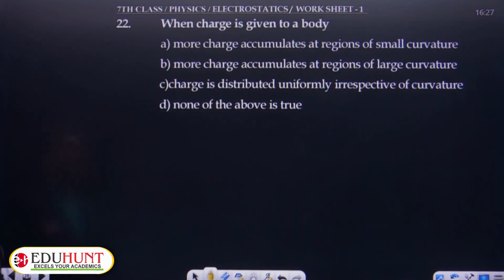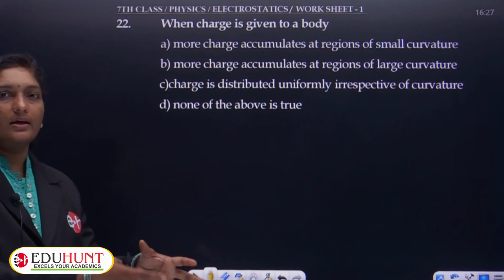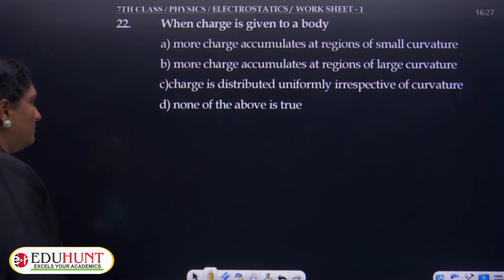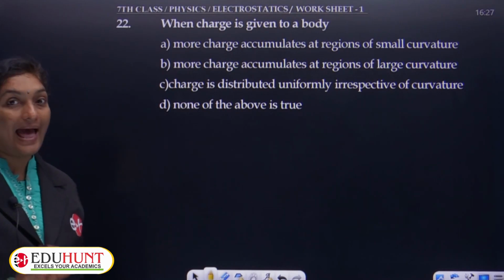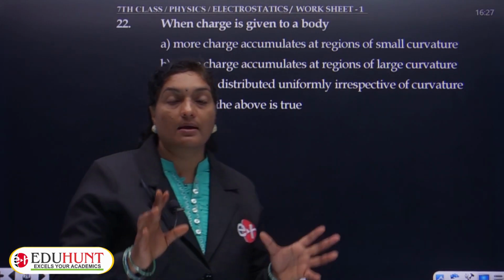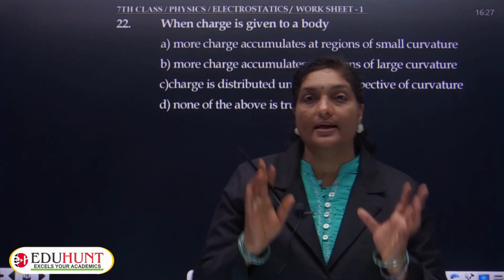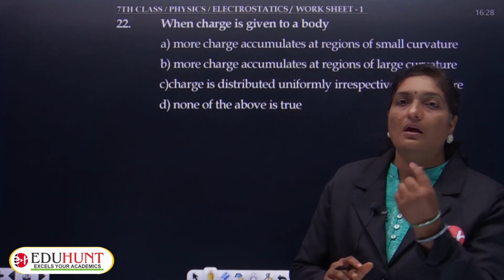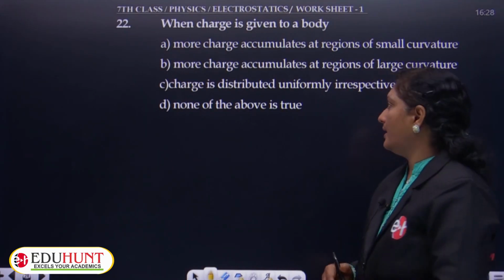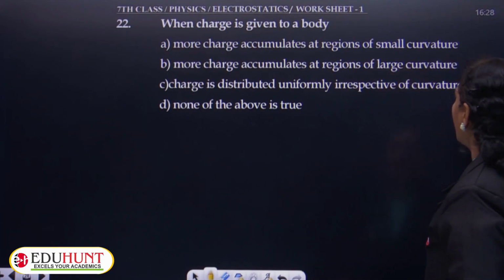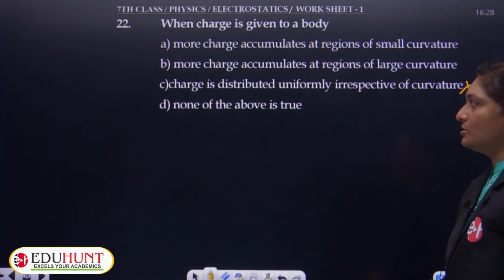So now moving to the next question, 22nd: when charge is given to a body, more charge accumulates at regions of small curvature, or more charges accumulate at regions of large curvature, which is true? As we said, a large amount of charge is accumulated at the sharper edges, whereas less amount of charge is accumulated at the broader edges. So charge is not distributed uniformly.